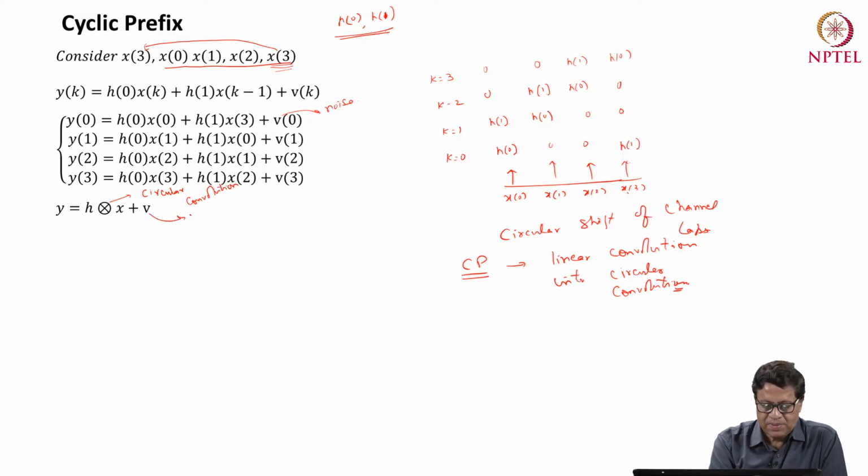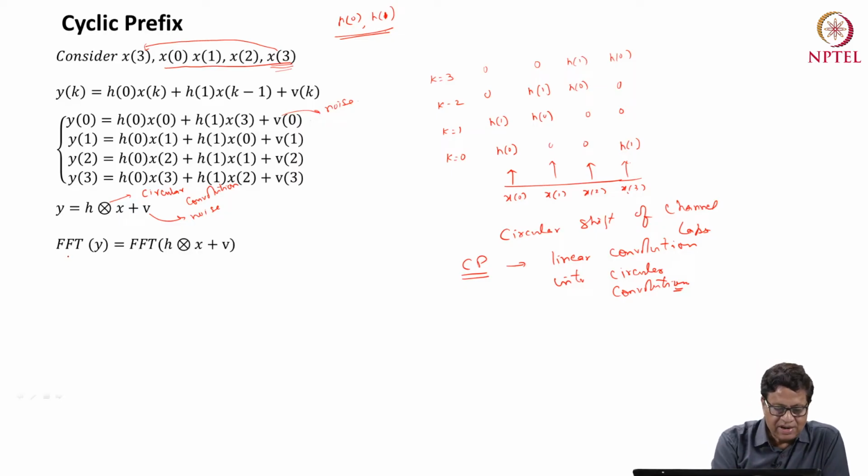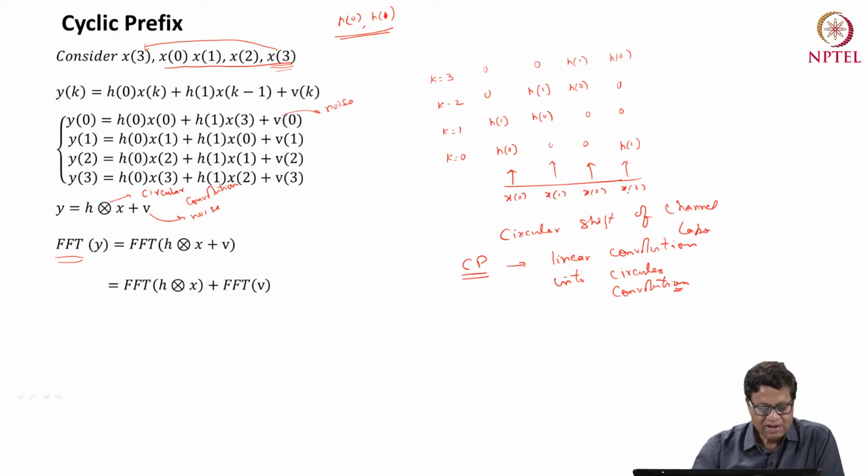And this is the noise part. So y has become h circular convolution x plus v. Let us take FFT, because we are doing the FFT operation on the receiver. FFT of y will be FFT of the whole thing, and this can be broken into FFT of h circular convolution x, plus FFT of noise.